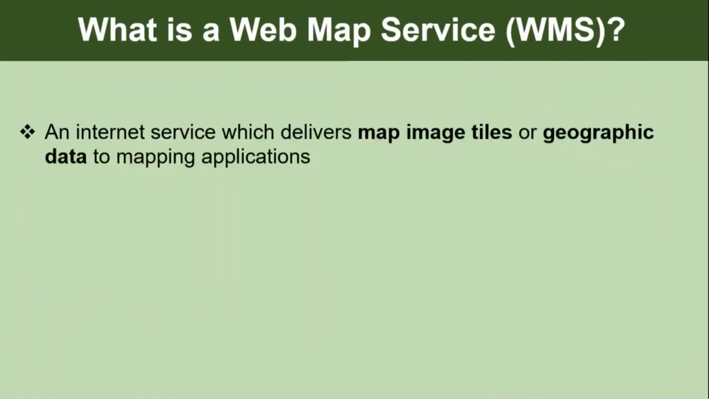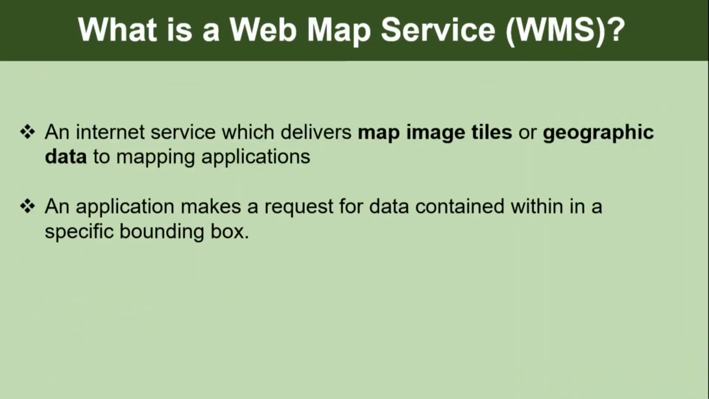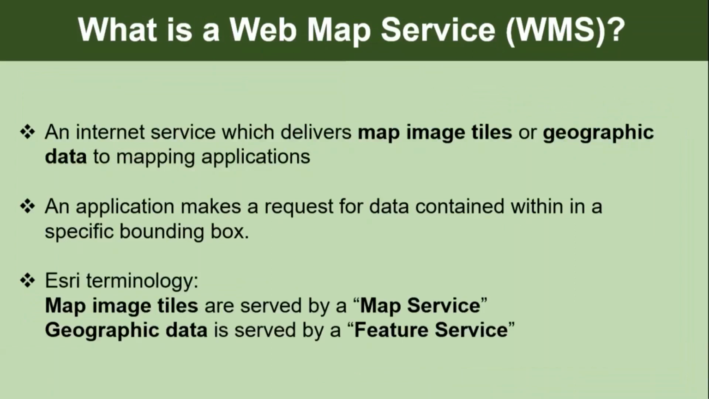And for anyone not familiar with the Web Map service, it's an internet service which delivers map image tiles or geographic data to mapping applications. And an application will make a request for data contained within a specific bounding box, so like the box of a map. And one thing I'll mention here is that there's two types of web map services, at least in the Esri world. So there's map services, which serve map image tiles, and there are feature services that serve geographic data. And I'll explain why that's important to keep in mind later.